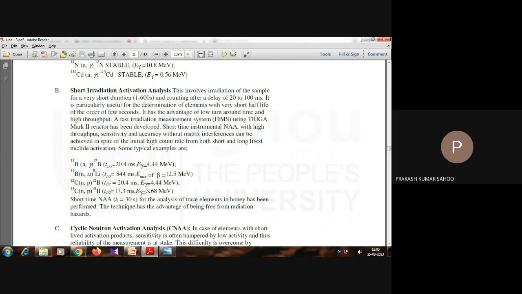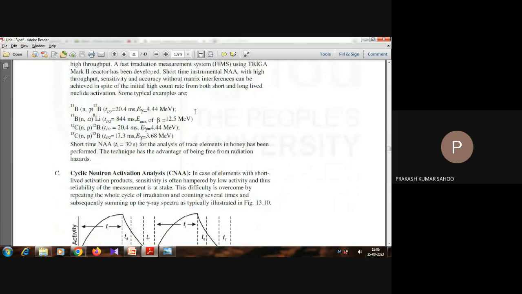Then short irradiation activation analysis. Short irradiation means a very short duration, that is 1 to 600 seconds, and the same method is applied, that is boron 11 to boron 12 conversion. This is also known as the fast irradiation measurement system, FIMS.